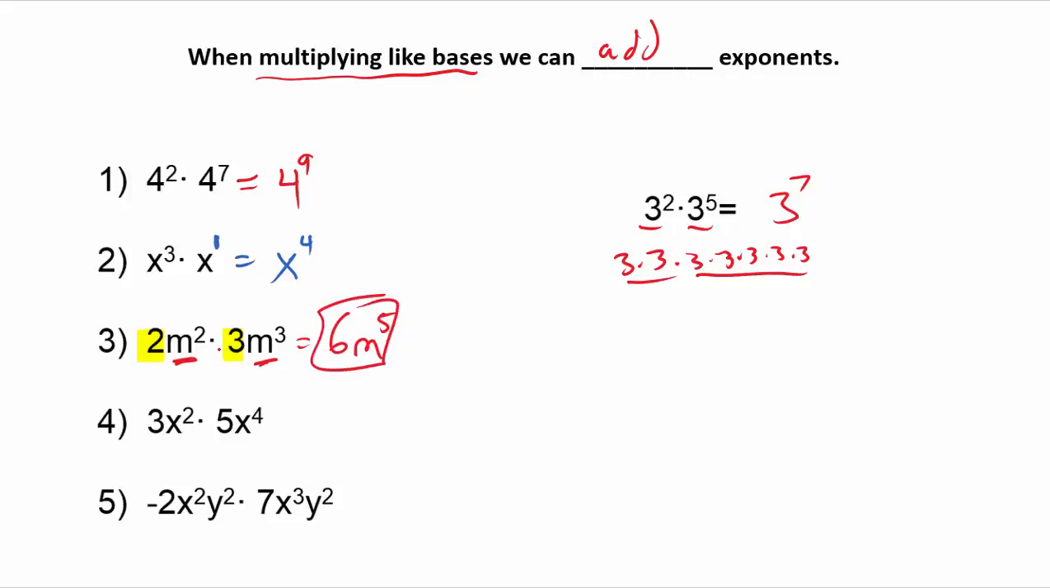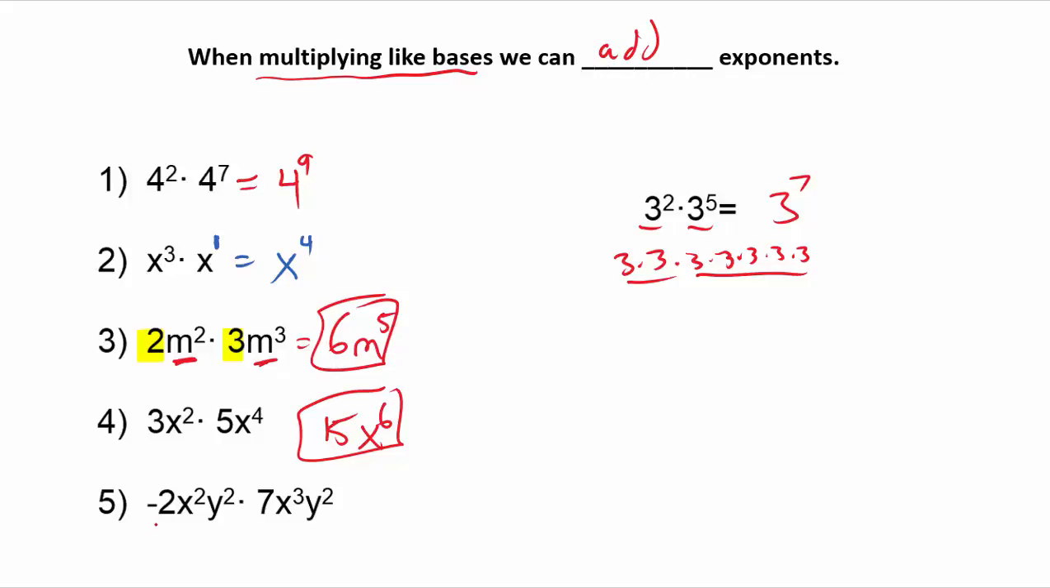Okay, so it'd be 6. 2 times 3 is 6. M squared times m to the 3rd is m to the 5th. Okay, next one. We got 3 times 5 is 15. X squared times x to the 4th. We add the exponents, so we get x to the 6th.